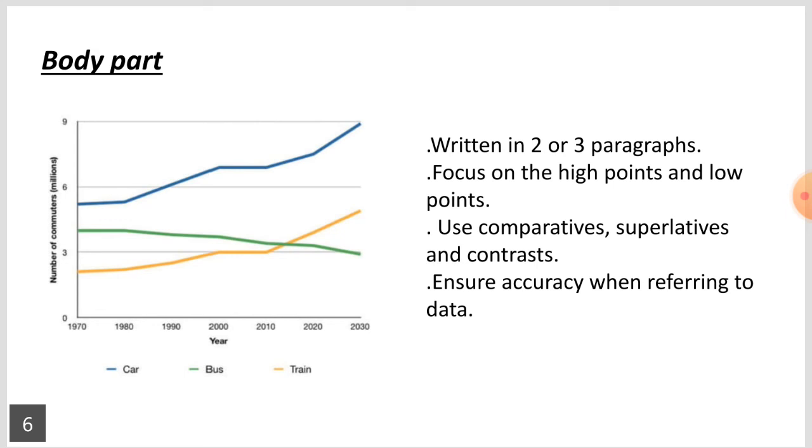Cars have always been the most preferred mode of transport for the people of UK. In 1970, it was around 5 million and in 2030 it reached 9 million. On the other hand, bus, which was the second preferred vehicle opted by the public initially, turned out to be the least preferred by 2030. Finally, train, which was initially not so popular, became the second chosen mode of transport by the people of UK.